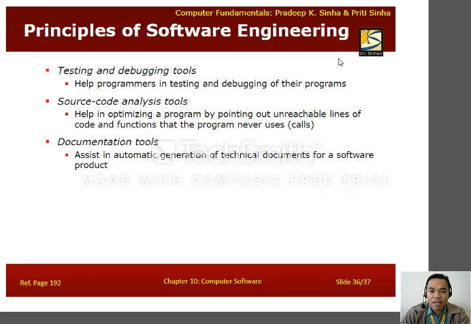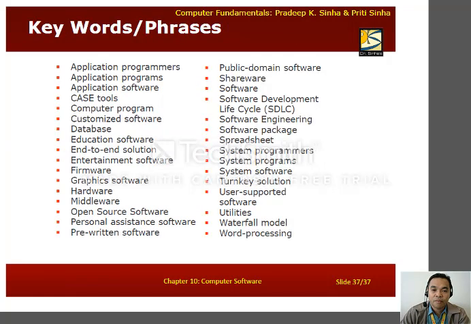Next, we have testing and debugging tools. They help programmers in testing and debugging their programs. And we have source code analysis tools, which help in optimizing a program by pointing out unreachable lines of code and functions that the program never uses. Then we have documentation tools. They assist in the automatic generation of technical documents for software products.